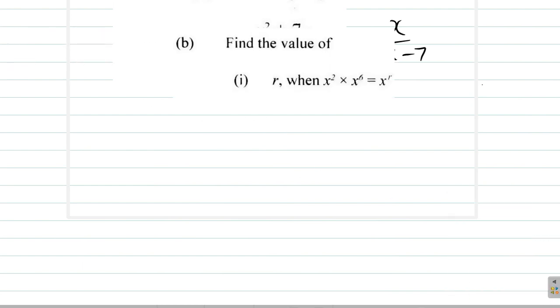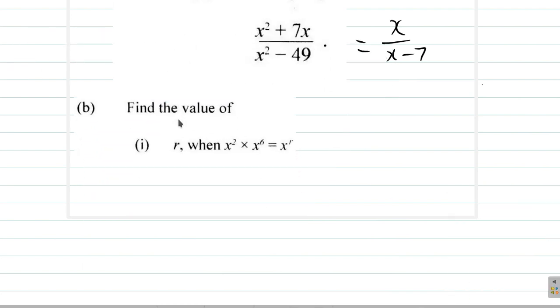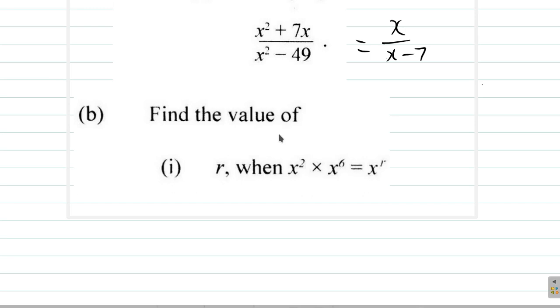Alright. So, then you say, find the value of r when x squared times x to the 6 equals x to the r. You have to remember your indices. Now, x to the power 2 times x to the power 6 equals x to the power r.